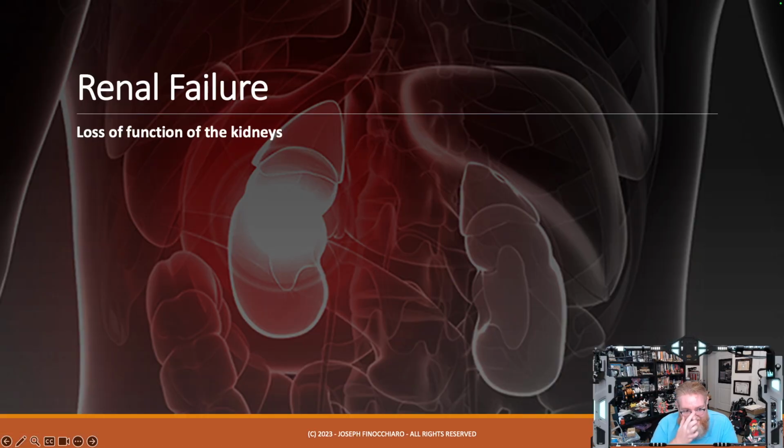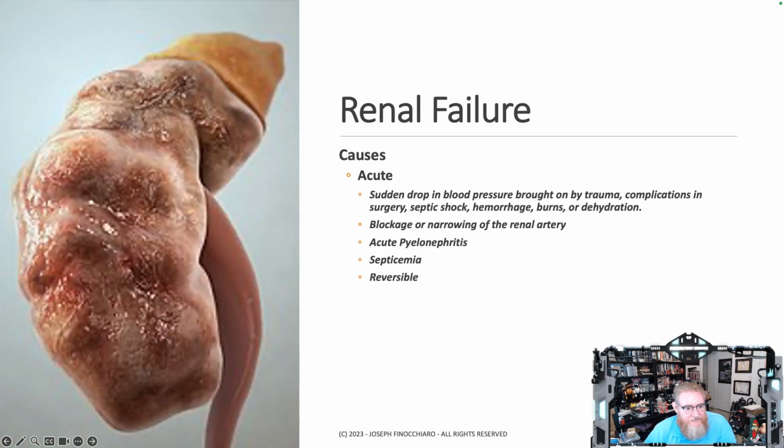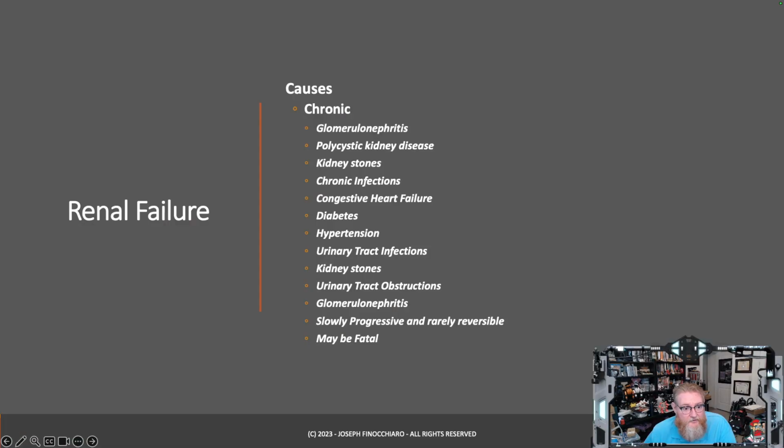Renal failure is a loss of function of the kidneys. Causes of acute renal failure include sudden drop in blood pressure brought on by trauma, complications in surgery, septic shock, hemorrhage, burns, or dehydration. A blockage or narrowing of the renal artery, acute pyelonephritis, septicemia, or generalized infection of the body. And thankfully, acute renal failure is reversible.